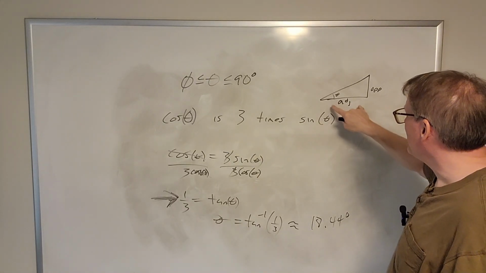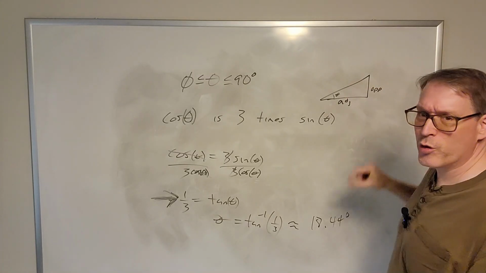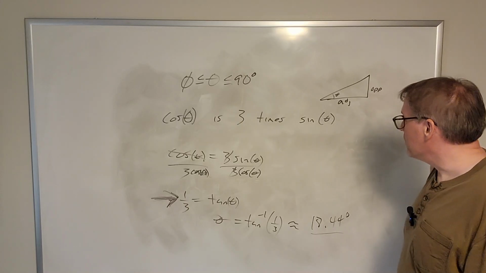But at least my sanity check told me, wait a minute, if the cosine is 3 times as big as sine, that means this side has to be a lot bigger than that side, which means this angle is going to be a lot smaller than 45 degrees. There's no way it could be 70-something. So that's where your sanity check comes in.